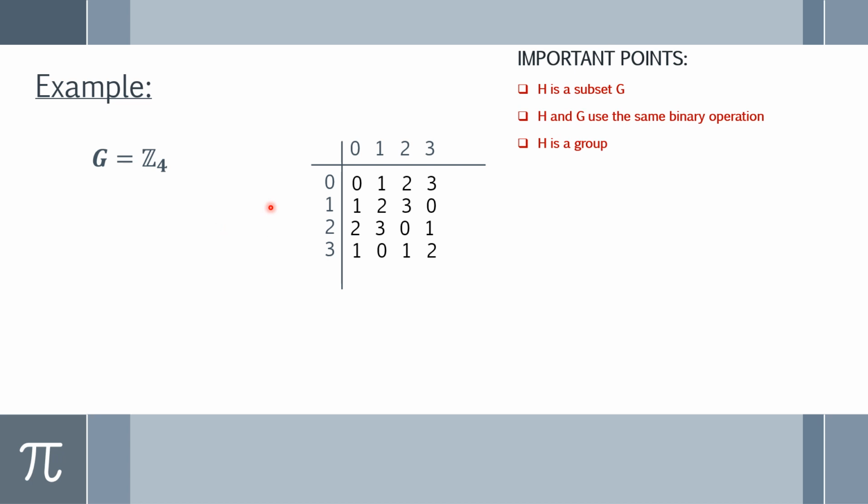So let's have the H. In here we have H having a set of 0 and 2. Now let us go with the first important point. As we can see in the given H, having 0 and 2, let us analyze whether H is a subset of G. Since 2 and 0 are a subset of 0, 1, 2, and 3, therefore we can say that H is a subset of G. This is check.